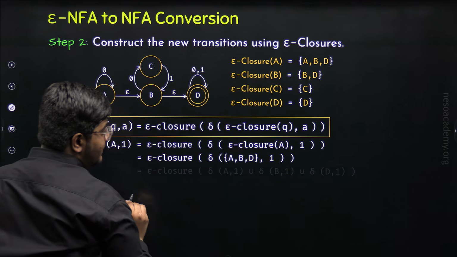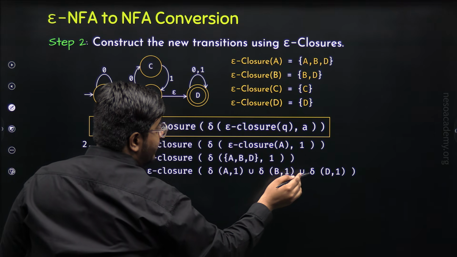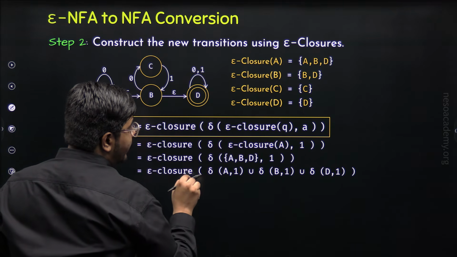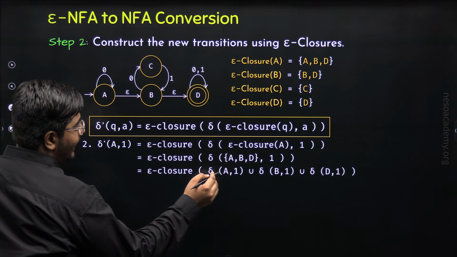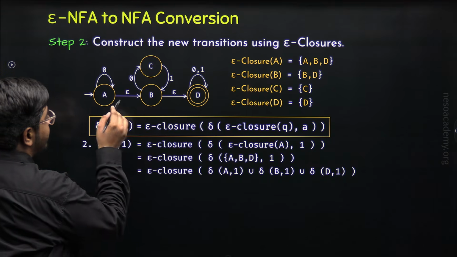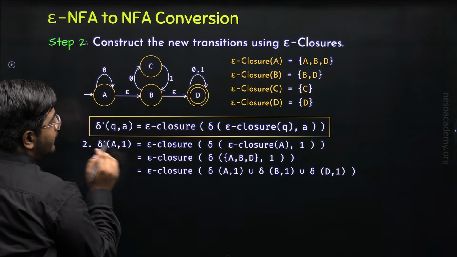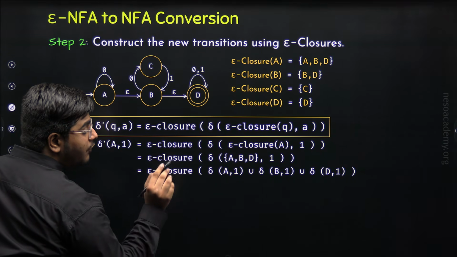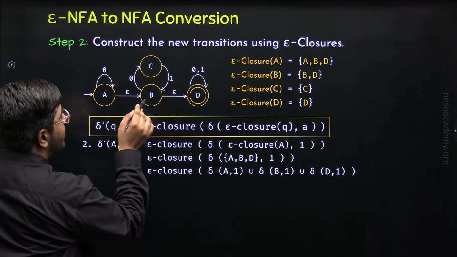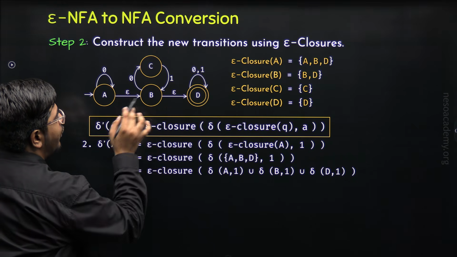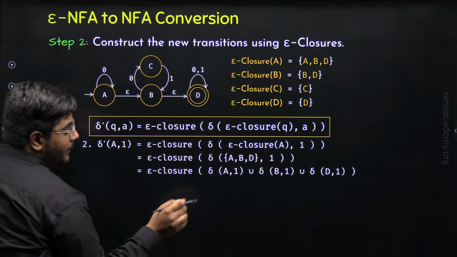So we can write it as delta A, 1 union delta B, 1 union delta D, 1. And now we can calculate these transitions according to this diagram. A on input symbol 1. So here you can see the state A does not have any transition for input symbol 1. So this will be replaced by phi. B on getting input symbol 1. Here you can see B also does not have any transition for input symbol 1. That is why this will also be replaced by phi.